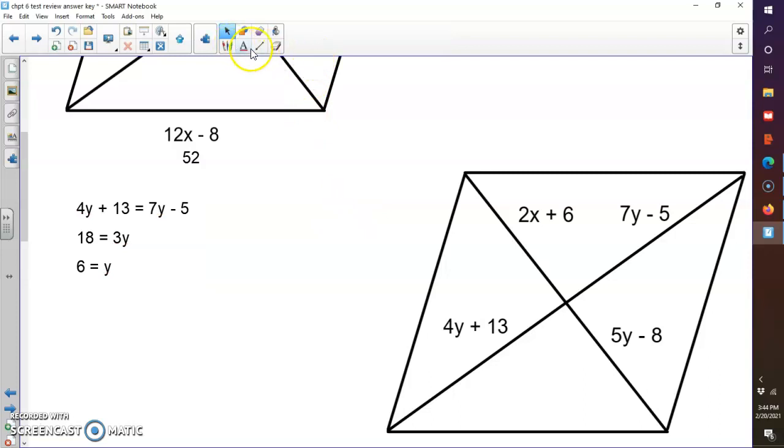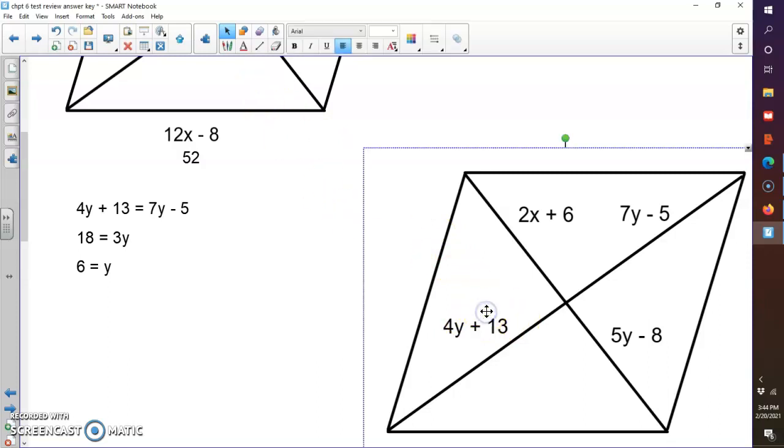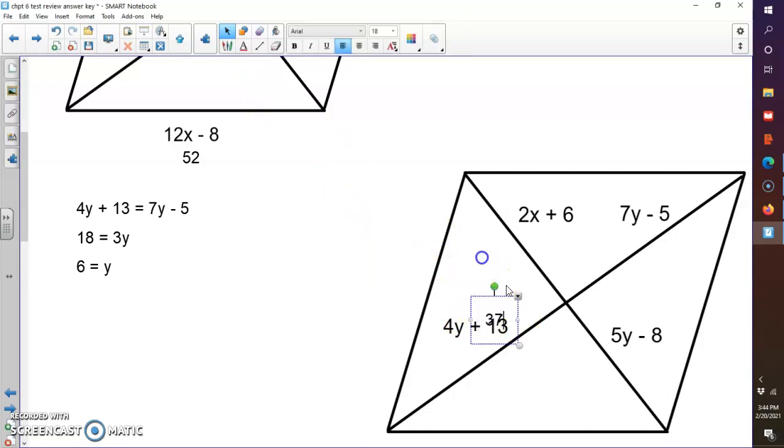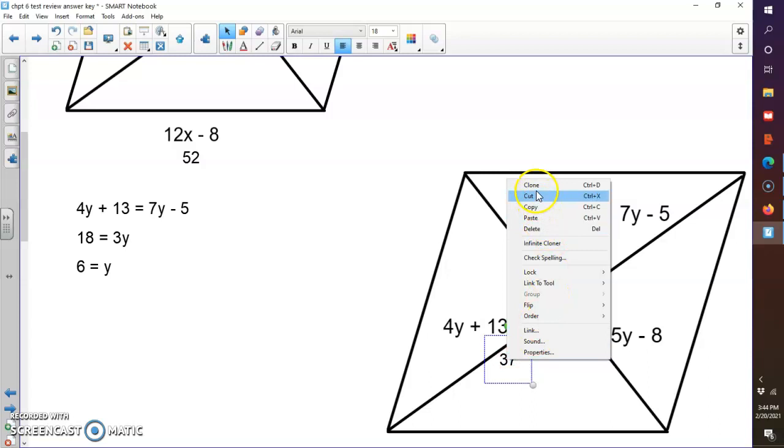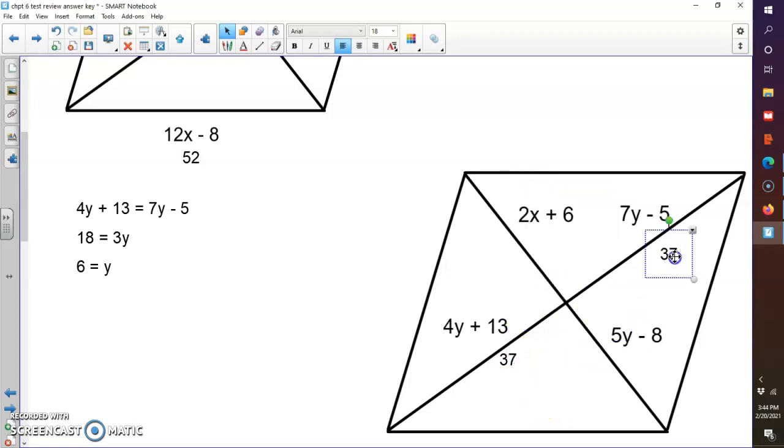So when I plug 6 in for y, take a look at what I get. 4 times 6 is 24, plus 13, I get 37. 7 times 6 is 42, minus 5, hey, I get 37, which is what I'm supposed to get. Now when I plug the y in here, 5 times 6 is 30 minus 8, that's 22.